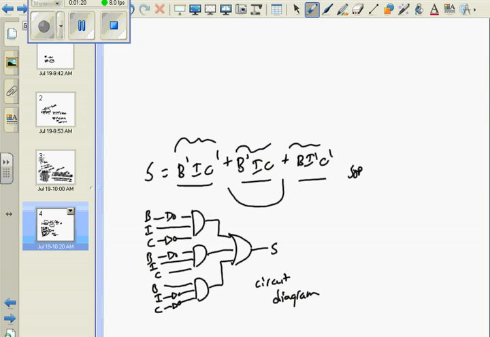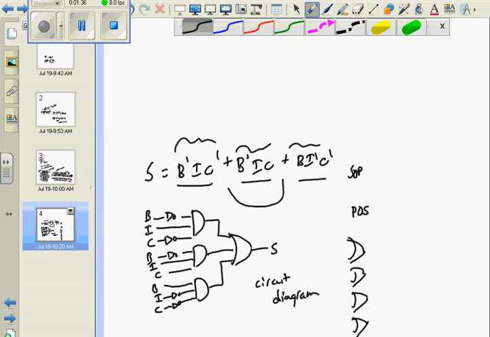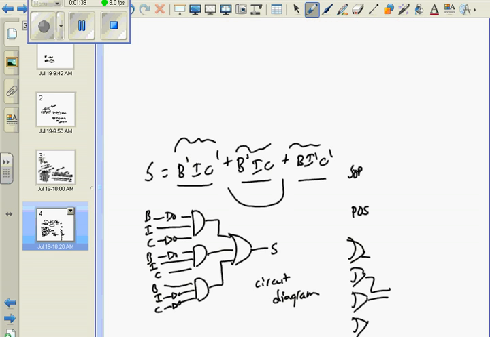Cool. Now we could have also drawn the circuit diagram for the POS form, which would look something like 5 OR gates all going into one big 5 input AND gate. And each of these would have had 3 inputs. A little more yucky to draw in this case. So here's a nice SOP form of the circuit diagram.